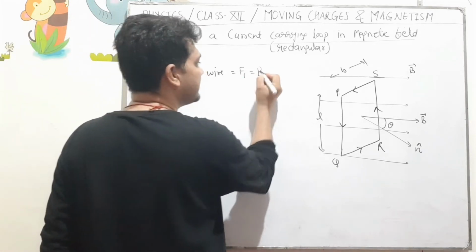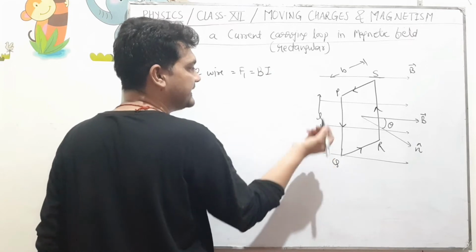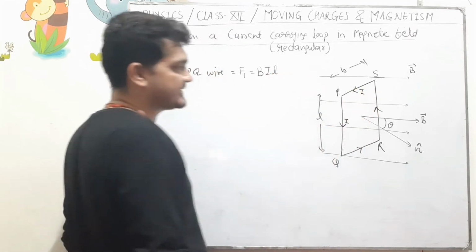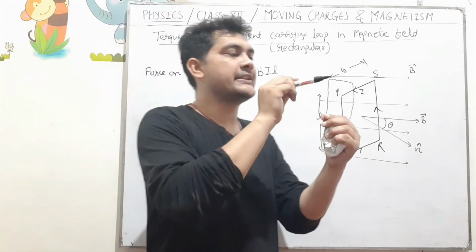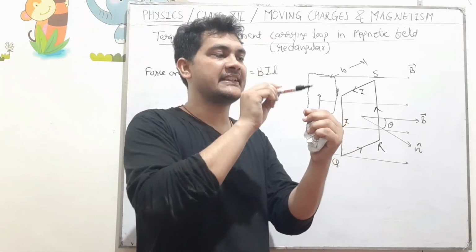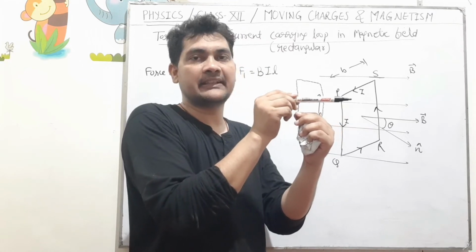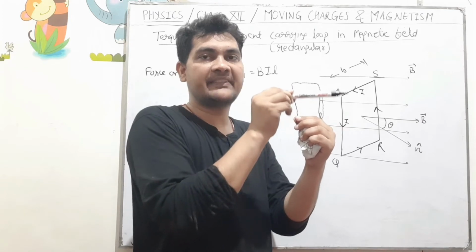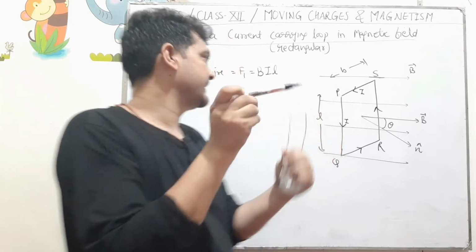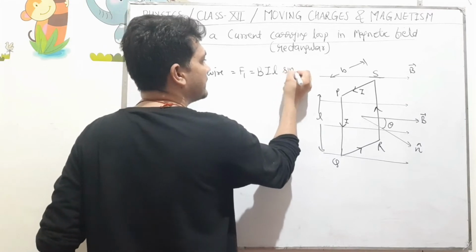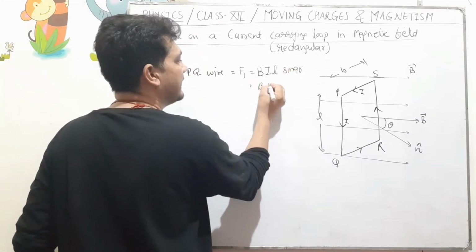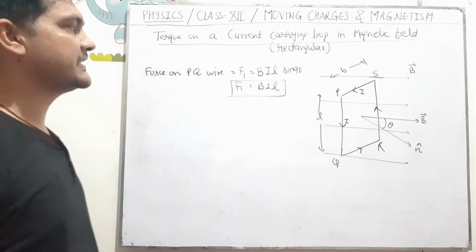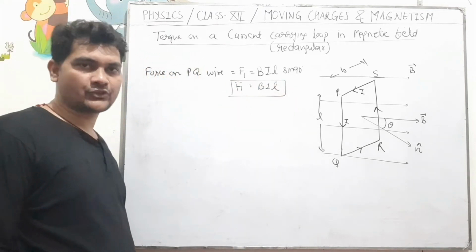B is magnetic field, I is current flowing, L is its length, and theta is 90 degree. You can see that PQ is in downward direction, magnetic field is in rightward direction. Therefore the angle between PQ and magnetic field is 90 degree. So this is sin 90 here. So this is BIL. This is force F1. And what is the direction of this force? We will see the direction of this force later on.